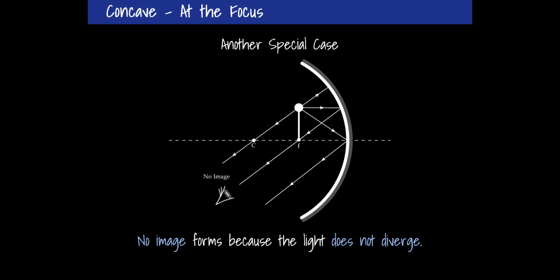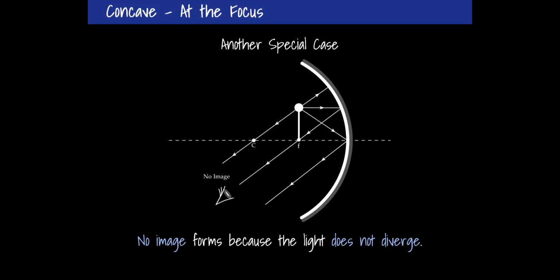So the human perception can't make an image out of that. No image is created when the object sits at the focus. No image is created when the object sits at the focus because the rays that come out of the mirror come out parallel and therefore do not diverge.